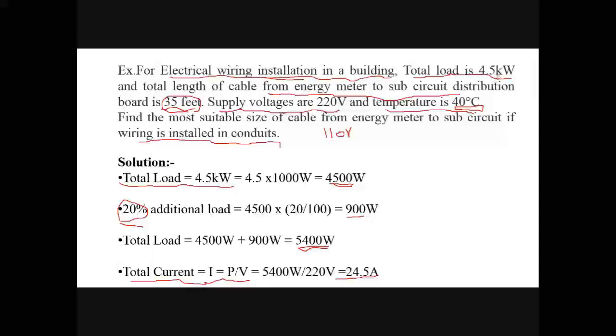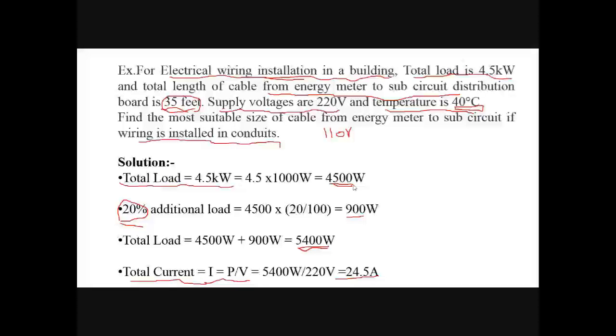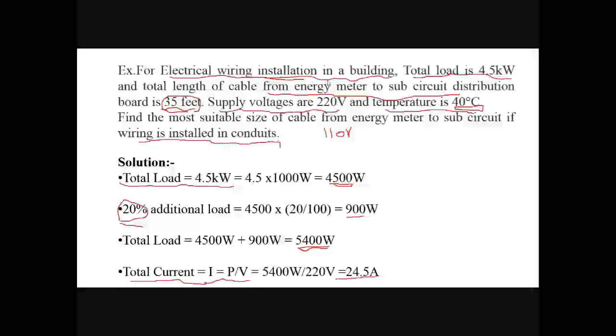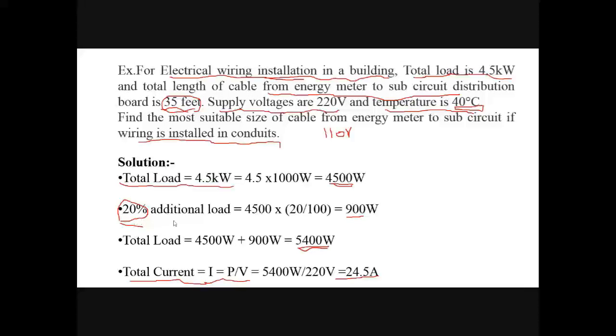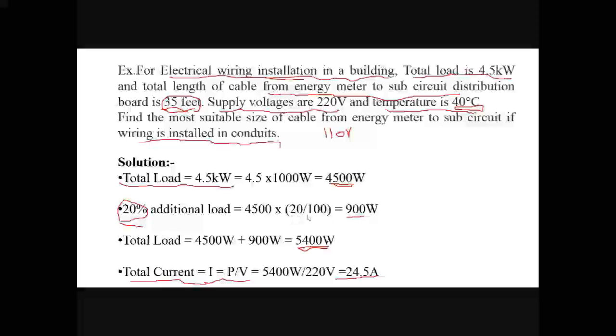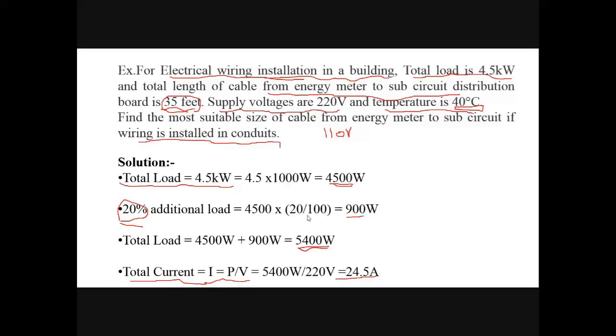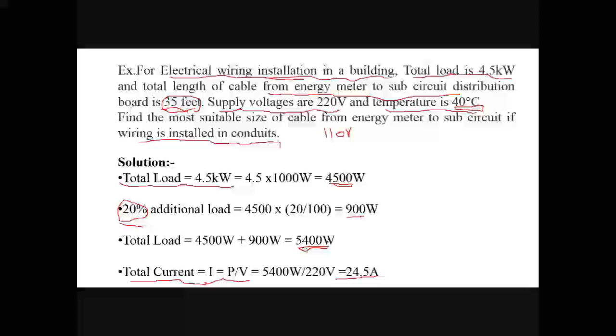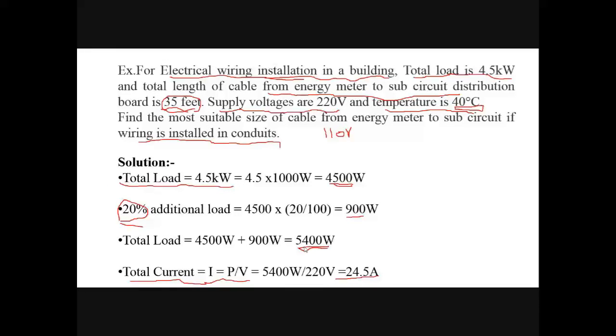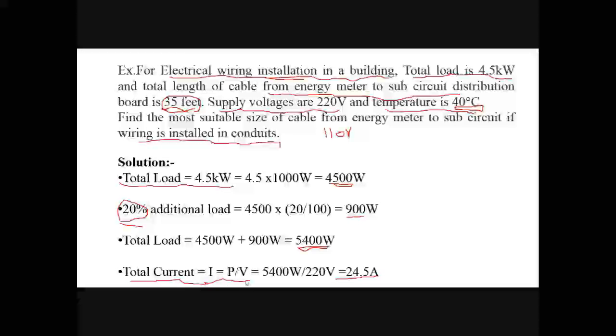So what do we have to do first? We have to find out the total load, which is 4.5 into 1000, which comes as 4500. I'm repeating again, we have to install the electrical wiring. So we have to consider the additional load of 20%, which comes as 4500 into 20 divided by 100, so 900 watt. We add these values together, so this is the future load of 5400 watt.